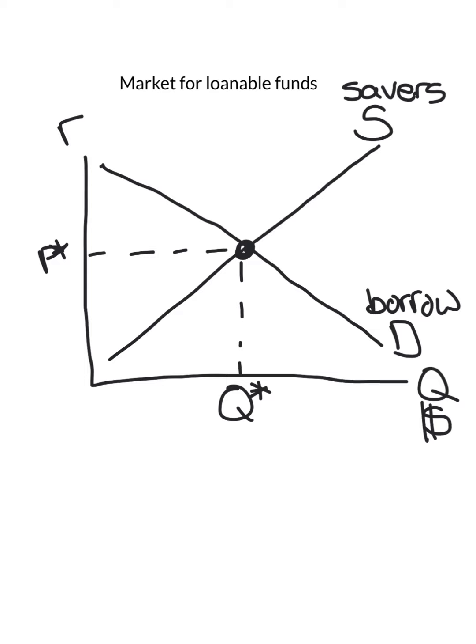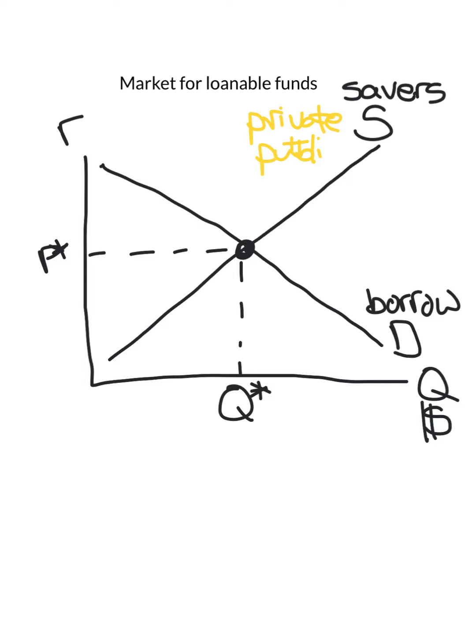So recall again, the supply of loanable funds is comprised of national savings and net capital inflows, and that national savings includes both private savings as well as public savings, right?